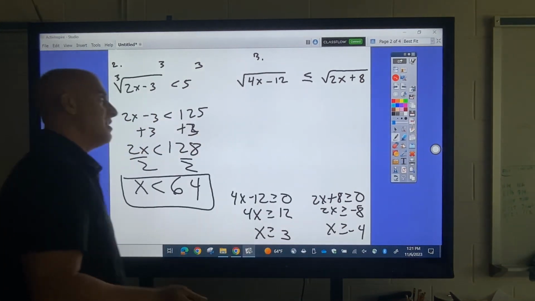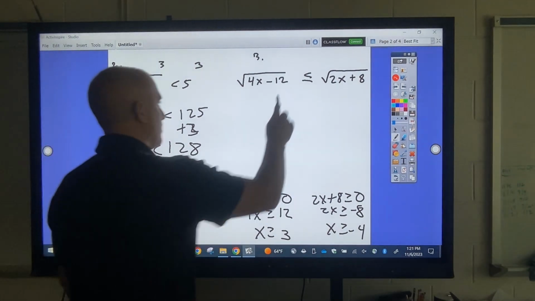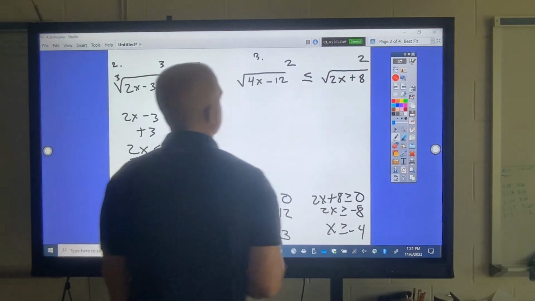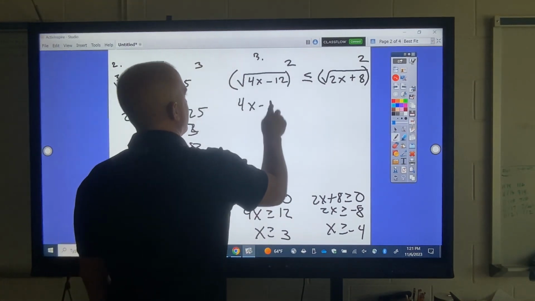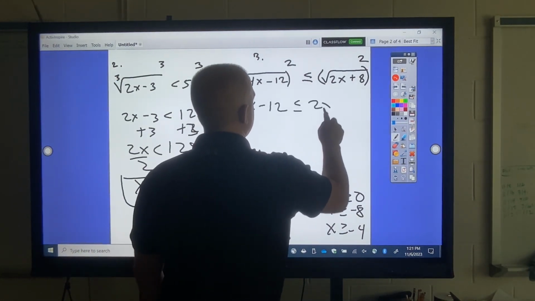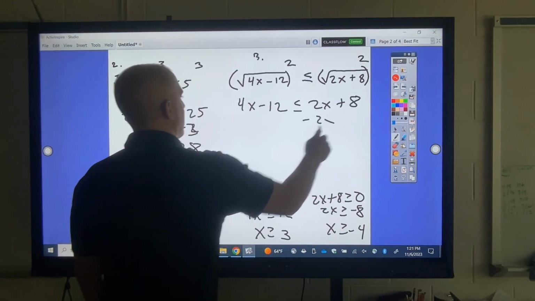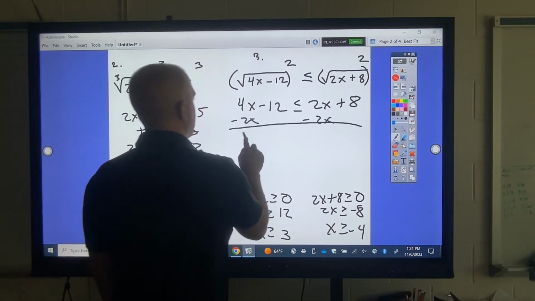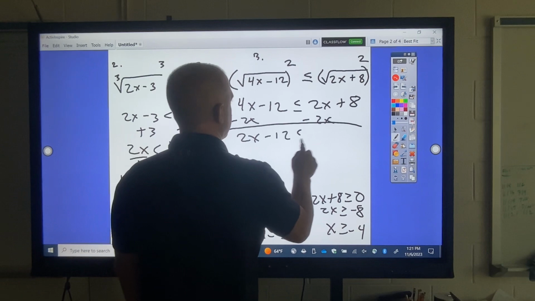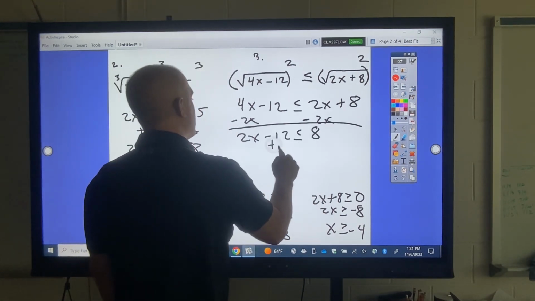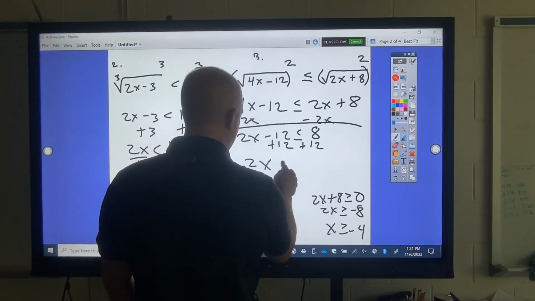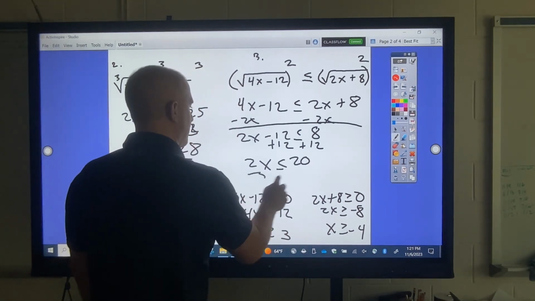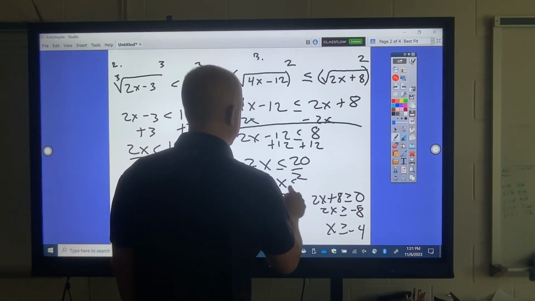With that being said, let's go ahead and calculate this result. I have 2 squared. Square both sides. That's going to be 4x minus 12 less than or equal to 2x plus 8. I would solve that by subtracting 2x. That's 2x minus 12 less than or equal to 8. I would add 12, and I get 2x less than or equal to 20. Divide by 2, and I get x is less than or equal to 10.